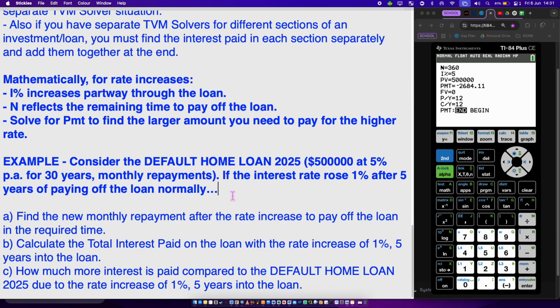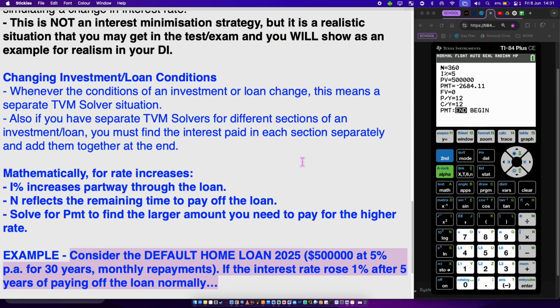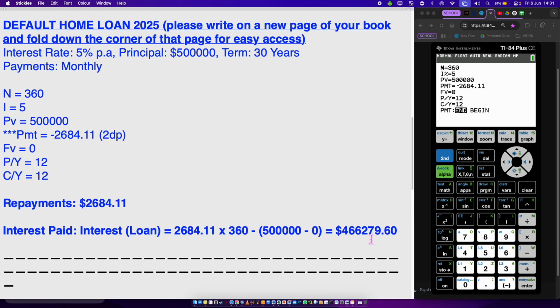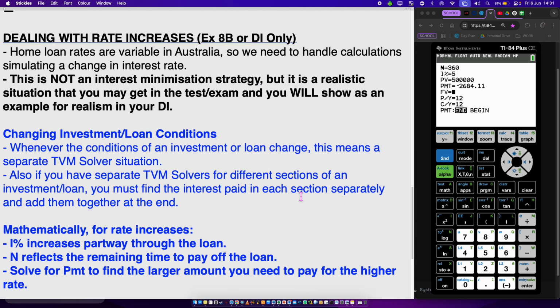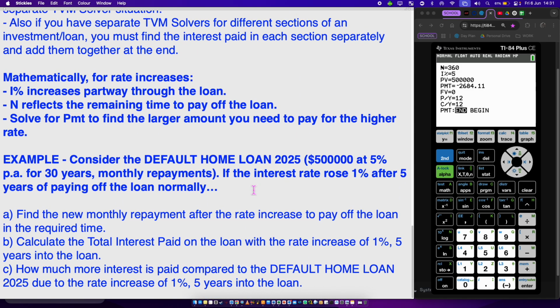Okay, let's do an example. Can I please remind you that on the first day that we were doing home loans, we set up Mr. T's default home loan for 2025: I borrowed 500 grand. It was a 5% interest rate for 30 years paying monthly. So we worked that out. If I went through the default loan, I'm going to pay $466,279.60 in interest. Now what we're going to do is see what happens if the interest rate rose 1% after 5 years of paying off the loan normally.